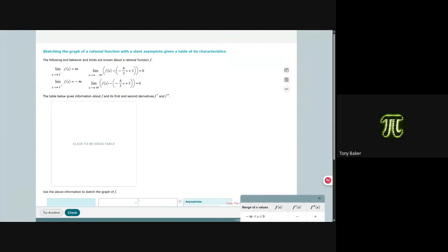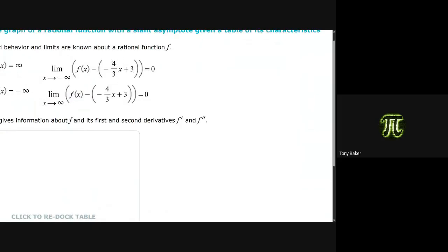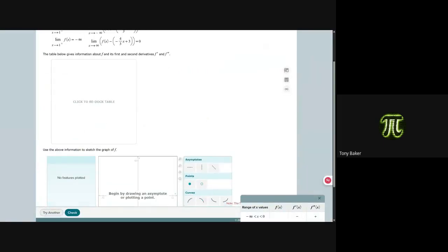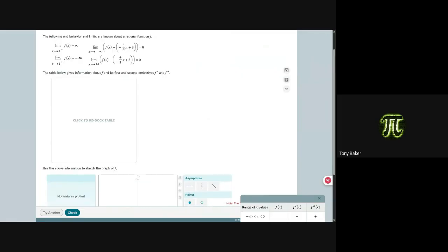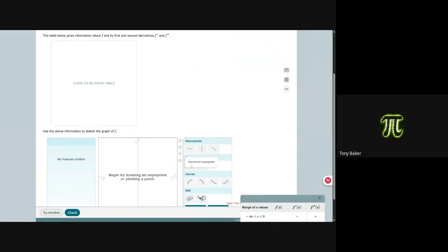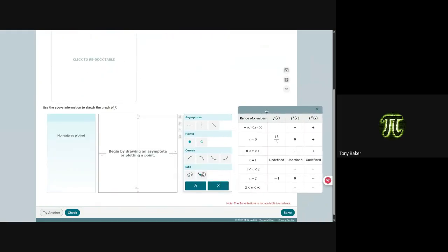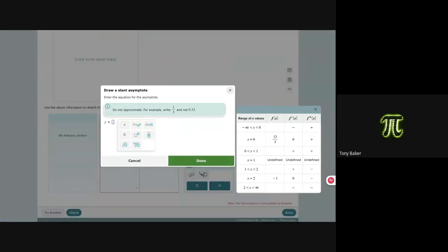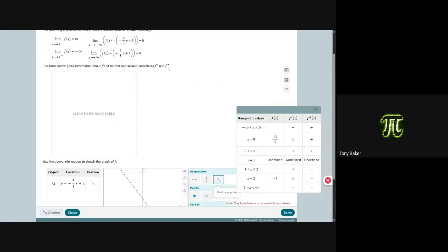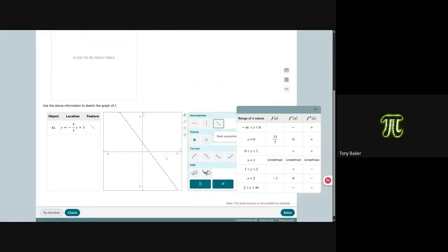So your slant asymptote is this right here. That's your slant asymptote. So my slant asymptote is -4/3 x plus 3. So let's graph. Oh, we have to graph our points first before it will let me do anything else. Oh, no, I can do my asymptote. -4/3 x plus 3. So there's my slant asymptote.